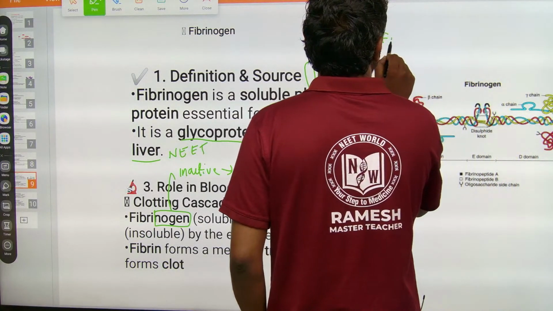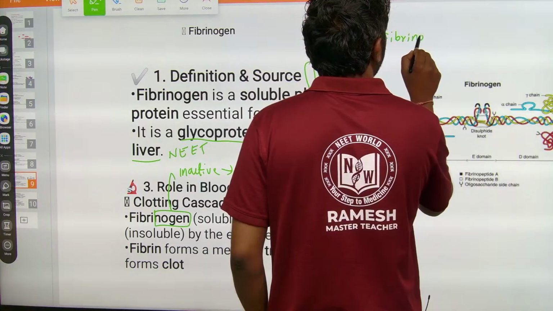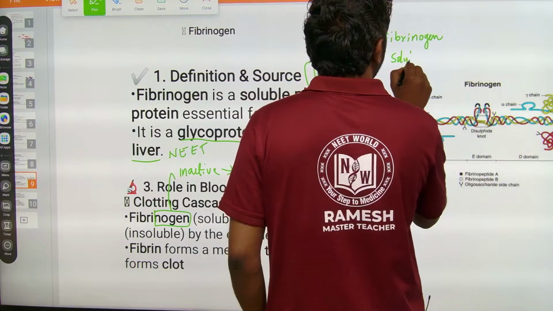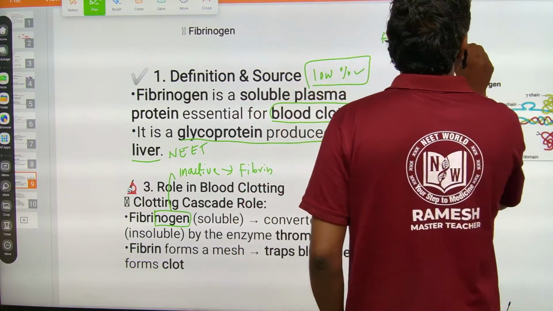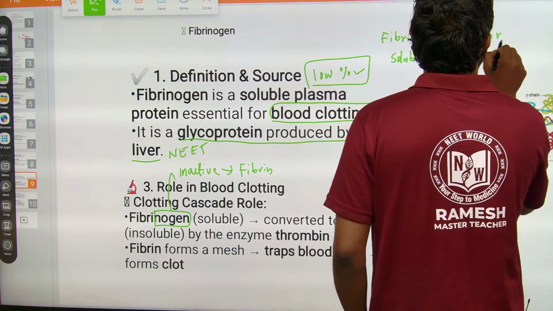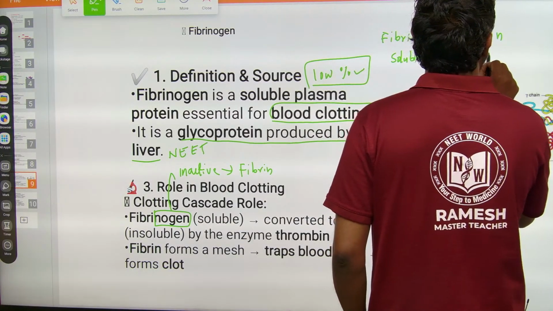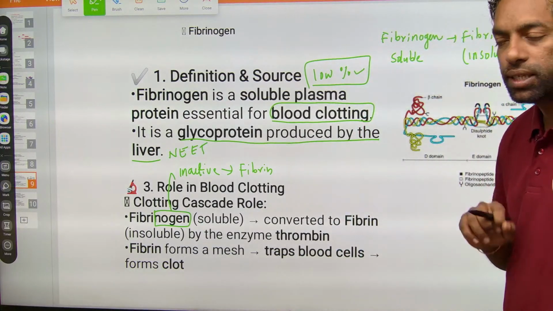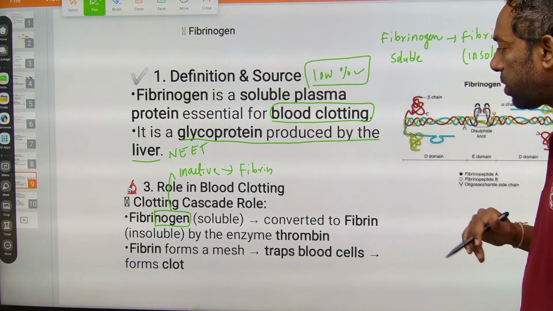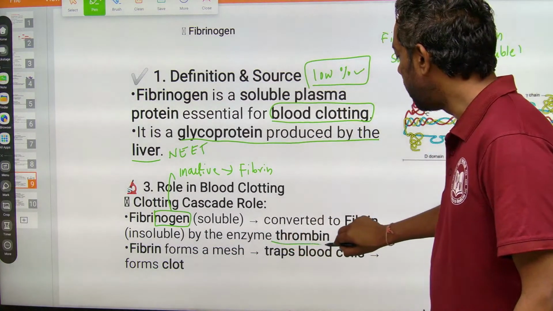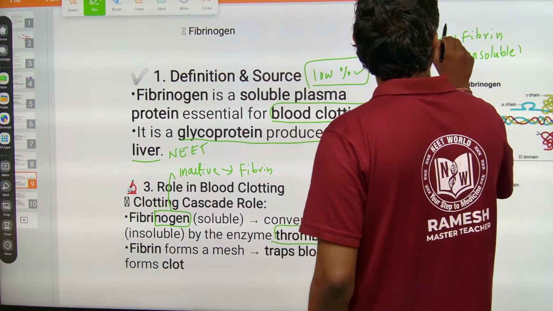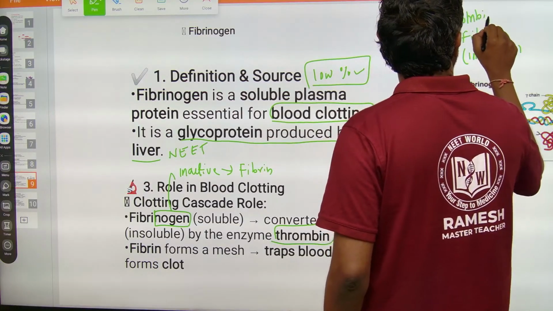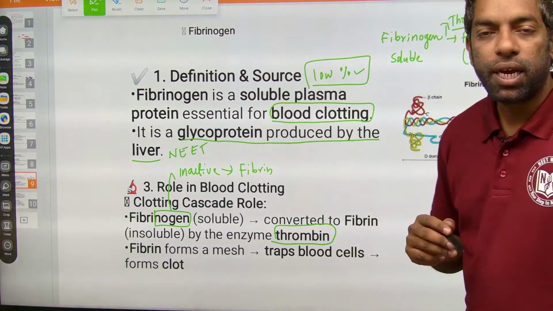Fibrinogen is soluble. Fibrin is insoluble. The soluble form is converted into the insoluble form for blood clotting by the enzyme thrombin. The helping enzyme is thrombin.